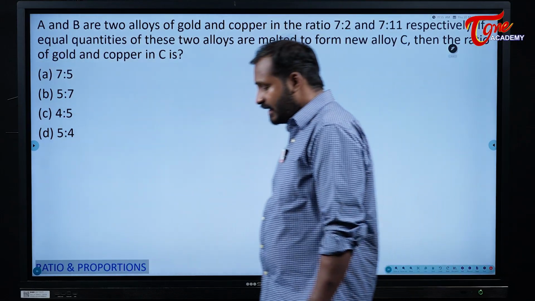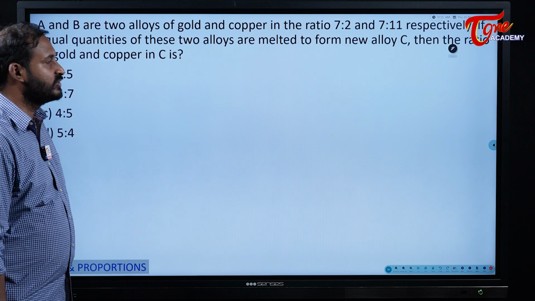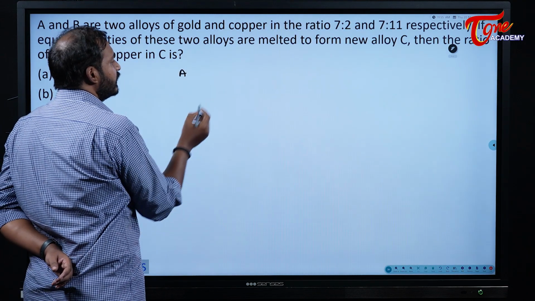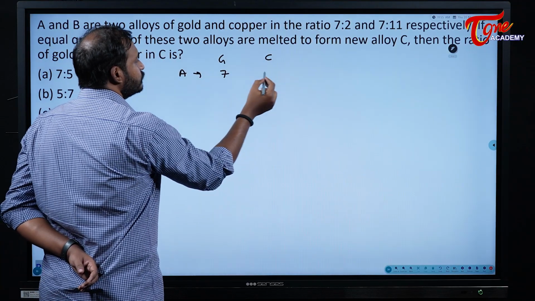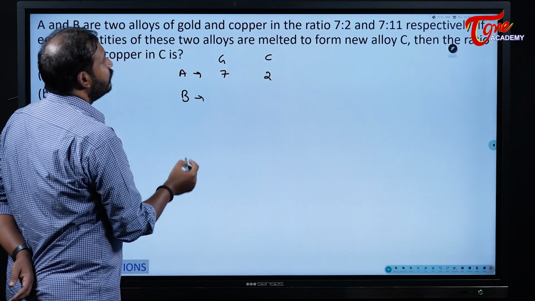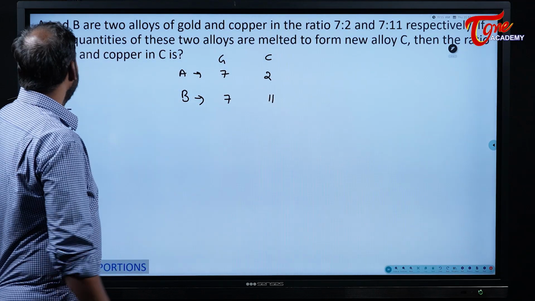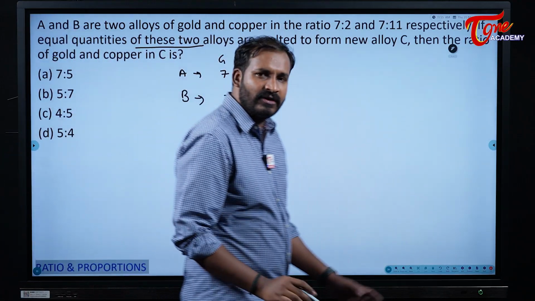Next one. A and B are two alloys of gold and copper. Alloy A is one alloy. In that, gold and copper are in what ratio? 7:2. Next, B is another alloy. In that, gold and copper are in what ratio? 7:11. If equal quantities of these two alloys are melted, that means equal quantity.